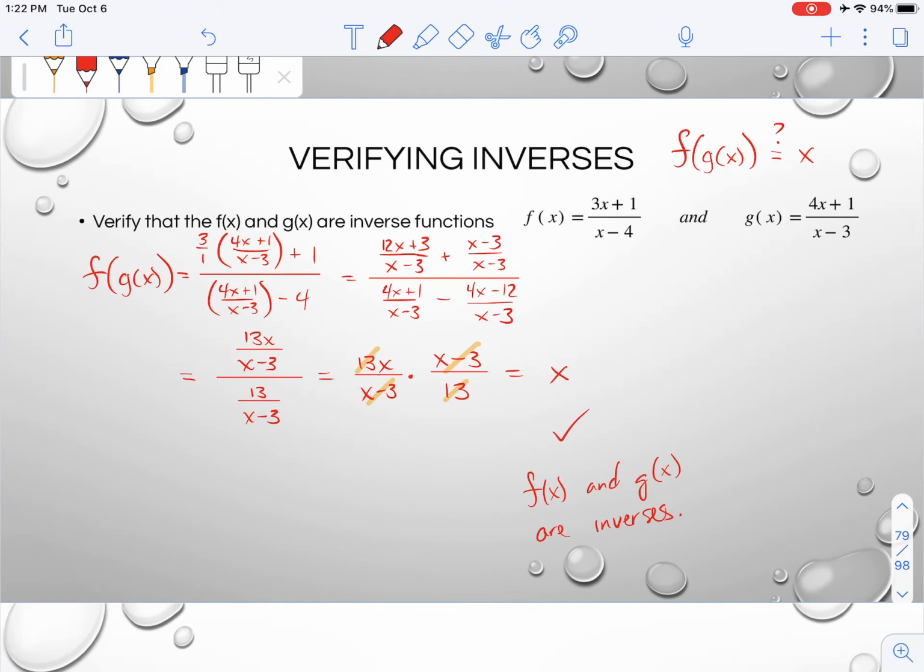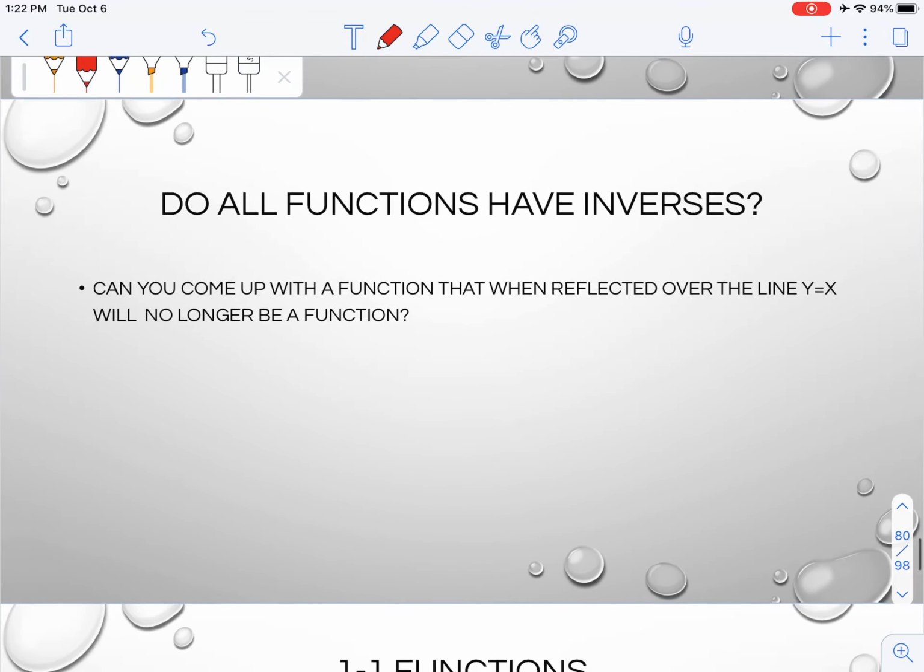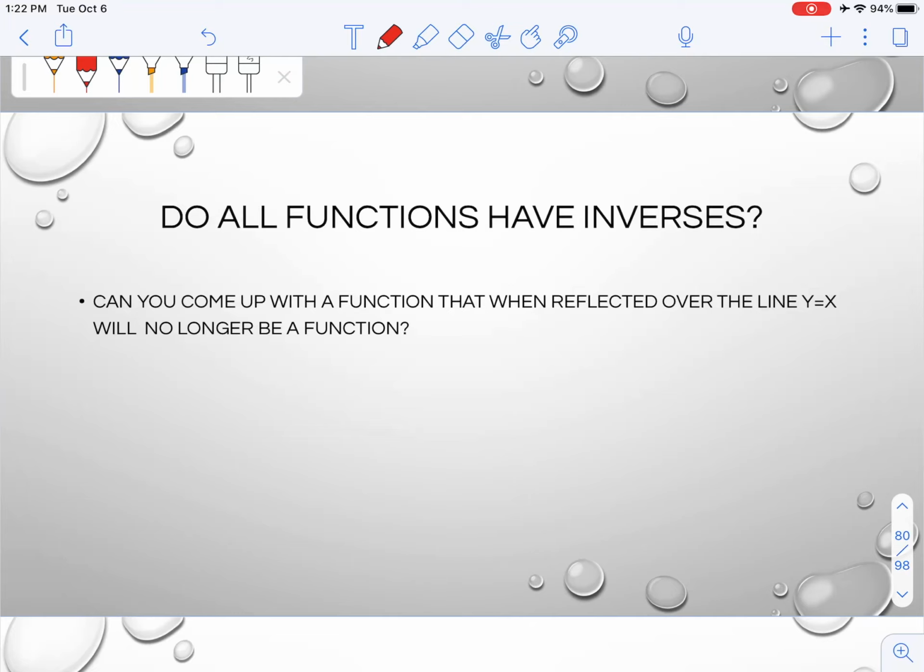All right. So my next question here is, do all inverses have functions? So normally we would talk about this in class, but can you come up with a function that when reflected over the line y equals x, will no longer actually be a function? Okay? So I'll give you a second or two to think here.